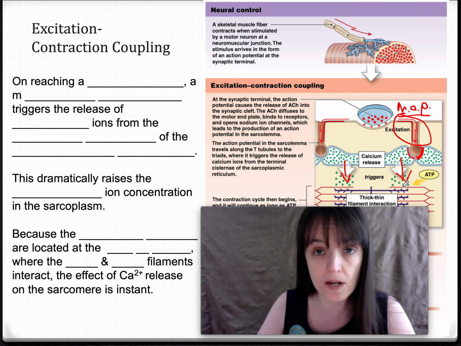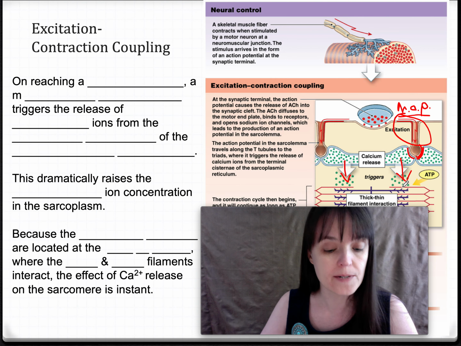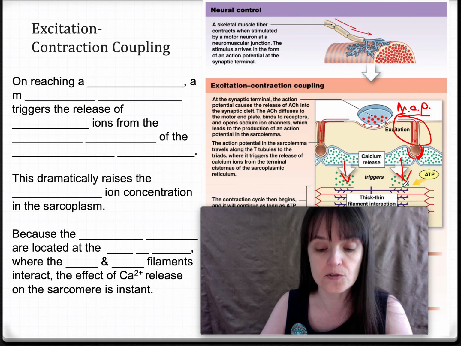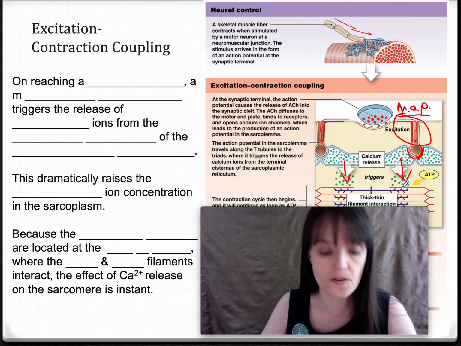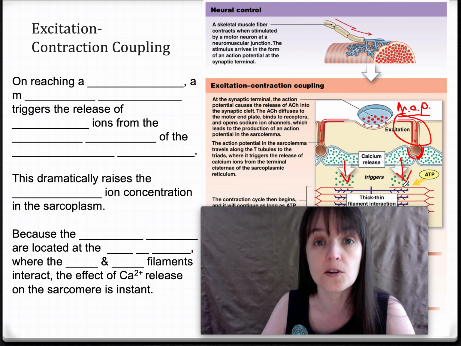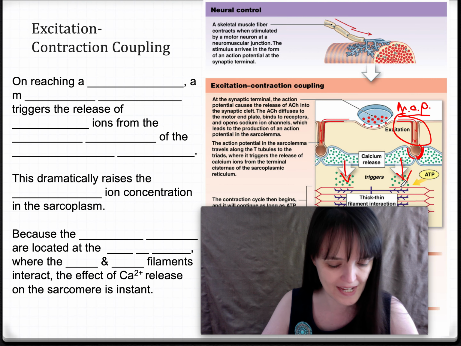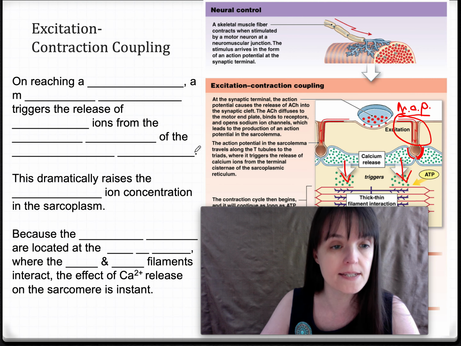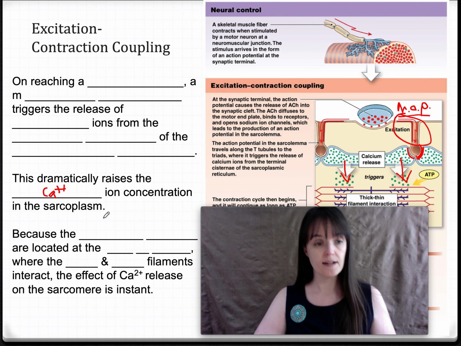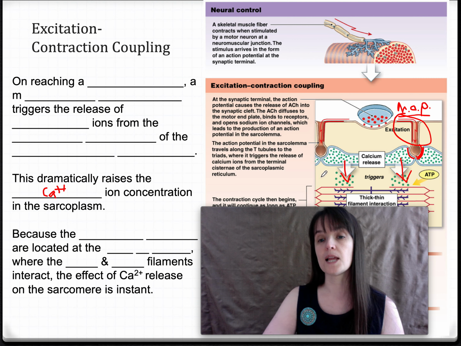So let's make sure we've got all the words for the note set. On reaching a triad, a muscle action potential triggers the release of calcium ions from the terminal cisternae of the sarcoplasmic reticulum. This dramatically raises the calcium ion, you can go Ca plus plus or Ca 2 plus, concentration in the sarcoplasm.